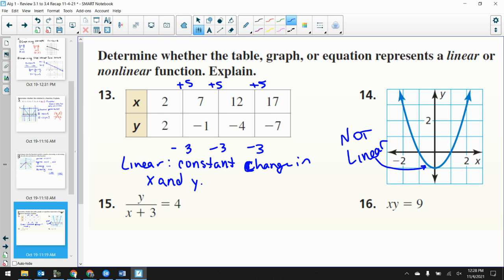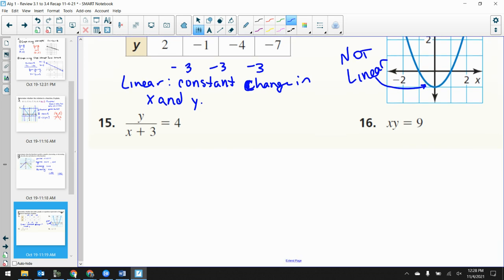All right. Now, 15 and 16. I gave you two problems that are not linear. I'm telling you right now, these are both not linear, but what I would like to talk about is what makes them not linear. What about the equations that you see are not linear? One of them is the division. Okay, and I'm dividing by an x, right? That makes it not linear.